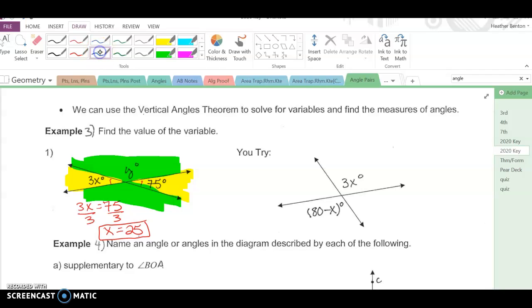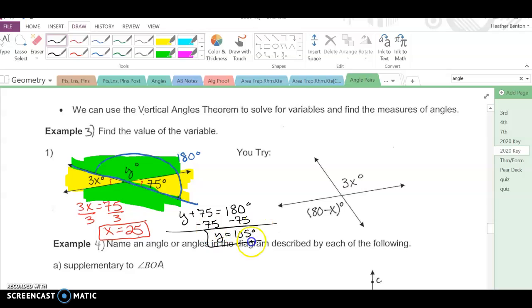And maybe one of the strategies you're thinking about is this line right here is a straight line. It's a straight angle. And we know that all straight angles, all lines, make 180 degrees. And so this is actually a linear pair where you could say y plus 75 equals 180 degrees. And then you could subtract 75 from both sides and get y equals 105.